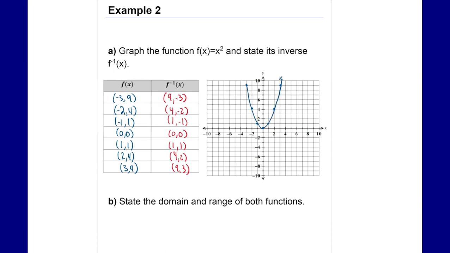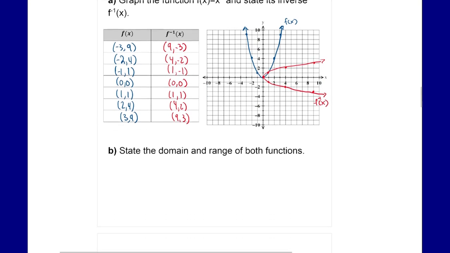Here is our parent function, that's our f of x. And then our inverse function will have 9 and -3, 4 and -2, 1 and -1, 0 and 0, 1 and 1, 4 and 2, and 9 and 3. So we can see our inverse function as well. So you can kind of see what the inverse of our quadratic looks like.